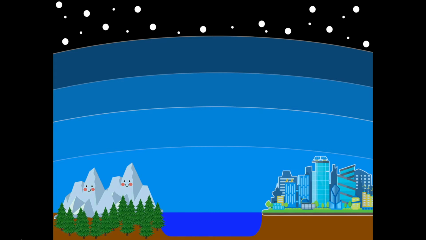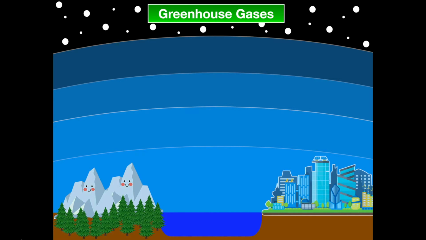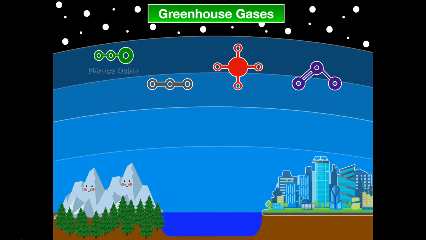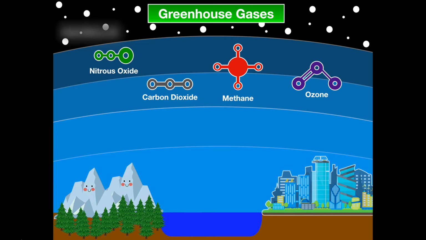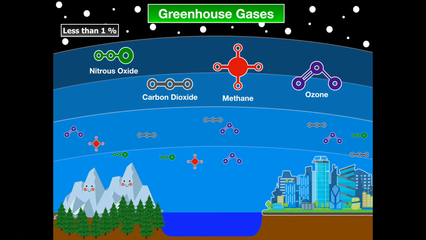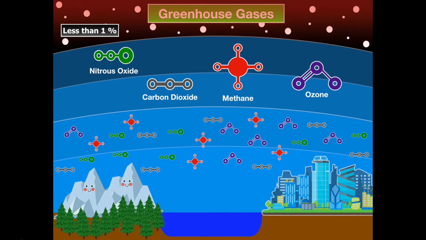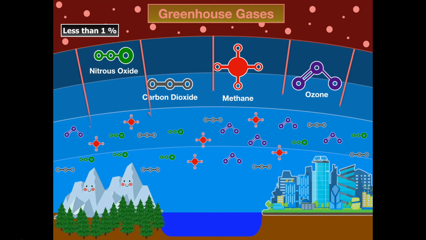Now, the last thing that we have to talk about in the atmosphere is greenhouse gases. And greenhouse gases are going to have an effect on our temperature, and they allow us to create a stable, livable temperature on Earth. Now, the greenhouse gases that we're going to talk about are nitrous oxide, carbon dioxide, methane, and then ozone. We've already talked about that. Water vapor can also be part of this. Now, greenhouse gases are going to make up less than 1% of all the gases in the atmosphere. And we can see that they're going to mostly be contained closer to the bottom of the atmosphere.